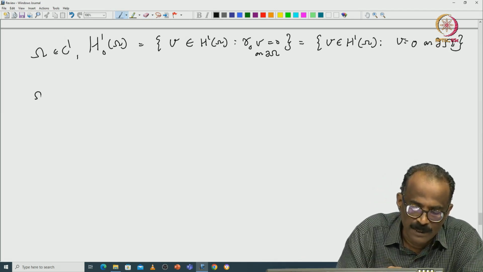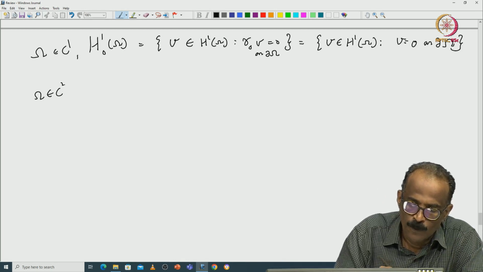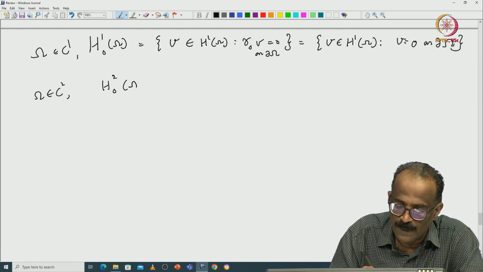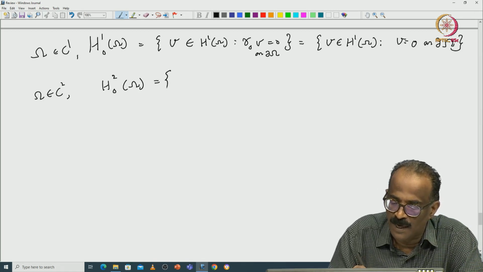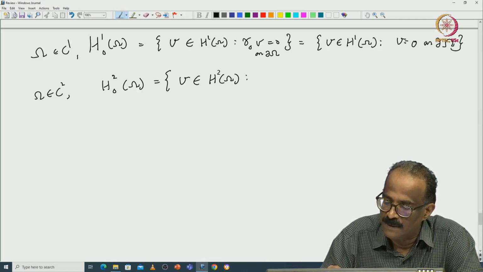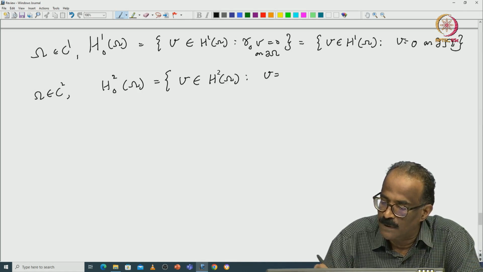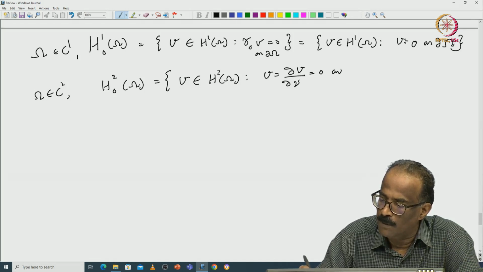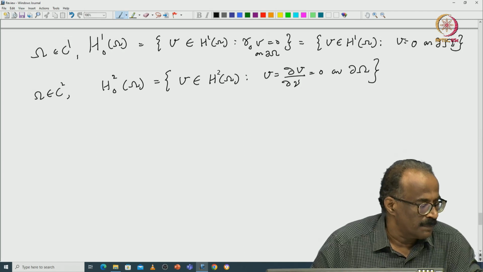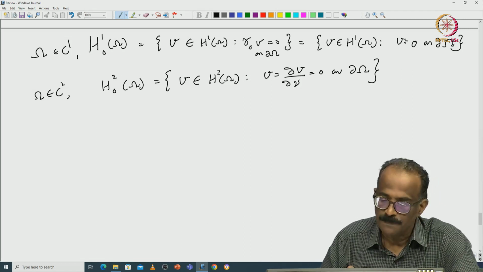So, for omega of class C2, you can have H2 naught of omega. These spaces at least we will be using, higher order we may not use. H2 naught of omega is the set of v in H2 of omega such that v equals dv by d nu equals 0 on the boundary of omega. You can write this. So, we will use this one or that one.